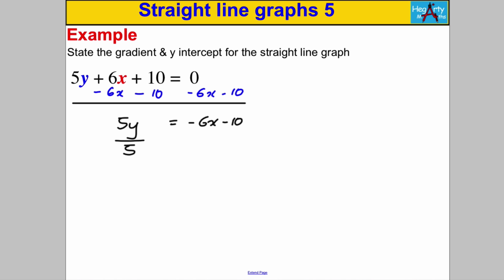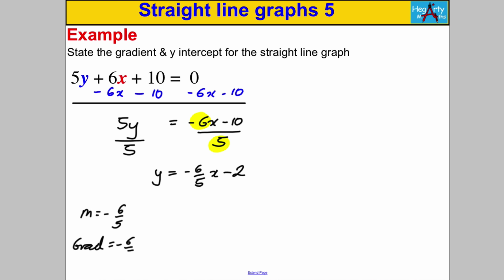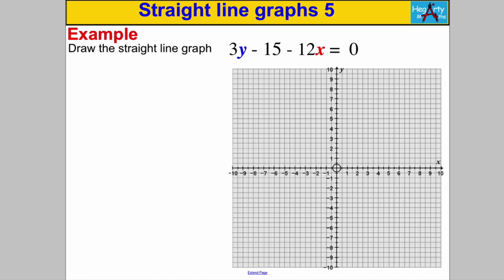Let's divide both sides by 5, and I'm going to get y is equal to negative 6 divided by 5, and that's negative 6/5 x, and I've got negative 10 divided by 5, which is subtract 2, or negative 2. So m in this case is negative 6/5, so that's what the gradient is. The gradient is negative 6/5, and the c here is negative 2, so the y-intercept must be 0, negative 2, and we're done.